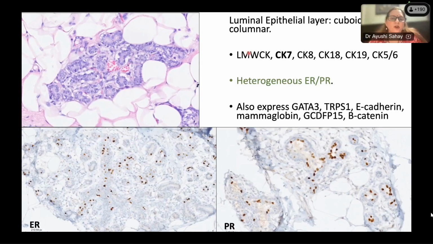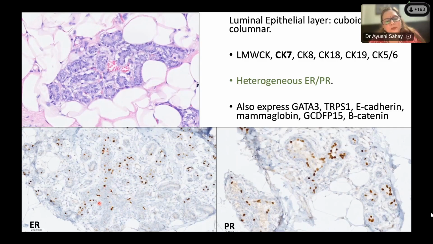So what are the normal markers? For the luminal epithelial layer, you have cytokeratins; mainly we use CK7, but there are other ones like 8, 18, 19, CK5, 6. These highlight the epithelial layer. They classically show heterogeneous ER/PR expression because they are responsive to hormones. The breast is a hormonally active gland, and it is responsive to hormones.